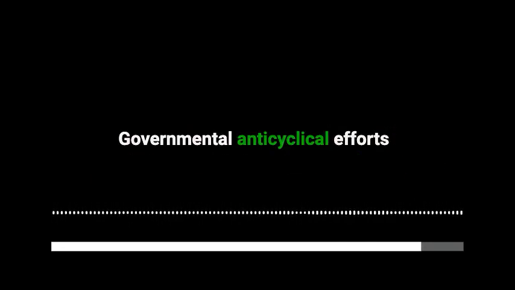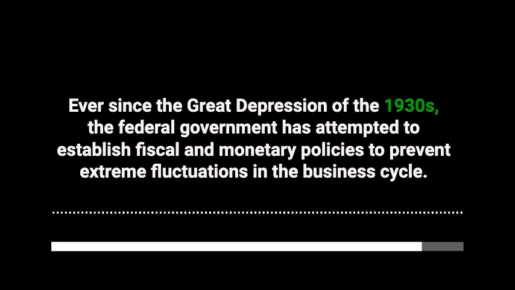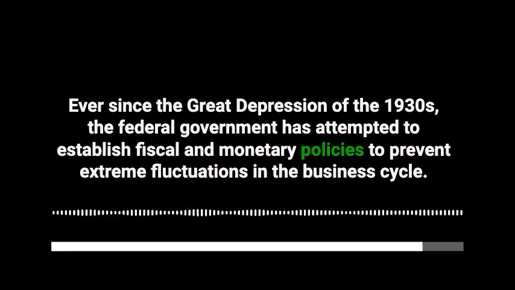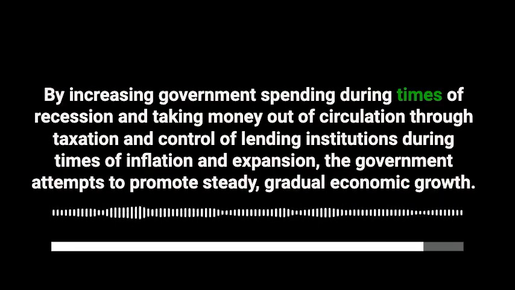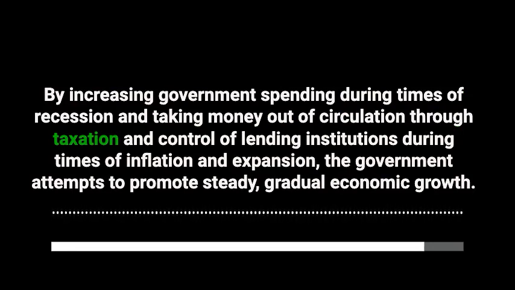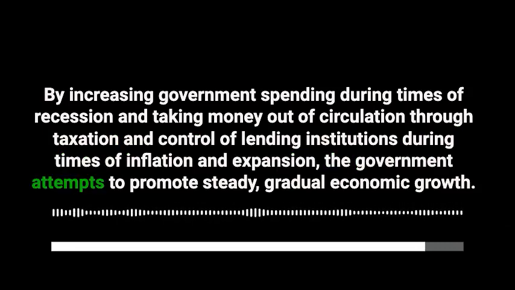Governmental anticyclical efforts. Ever since the Great Depression of the 1930s, the federal government has attempted to establish fiscal and monetary policies to prevent extreme fluctuations in the business cycle. By increasing government spending during times of recession and taking money out of circulation through taxation and control of lending institutions during times of inflation and expansion, the government attempts to promote steady, gradual economic growth.